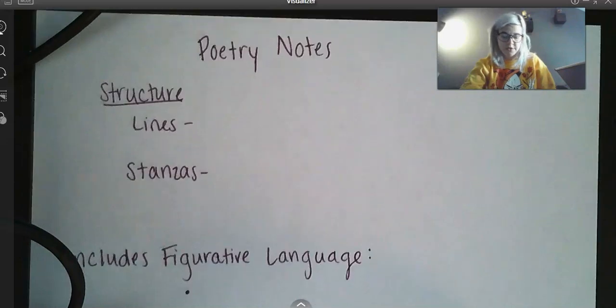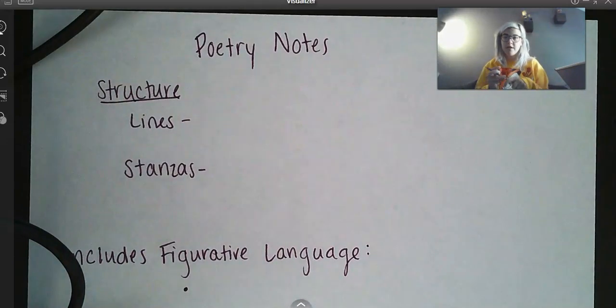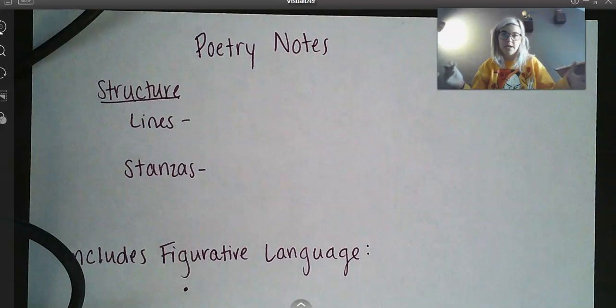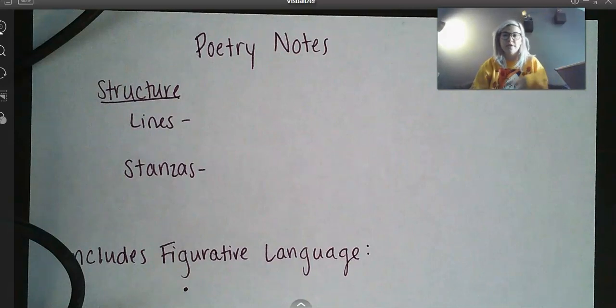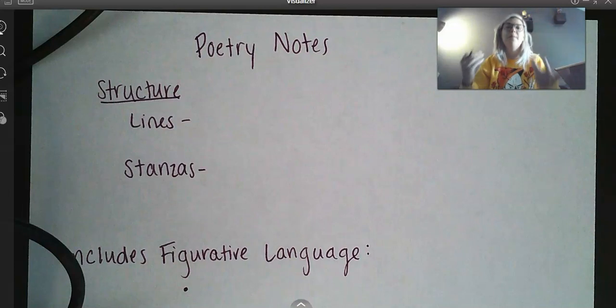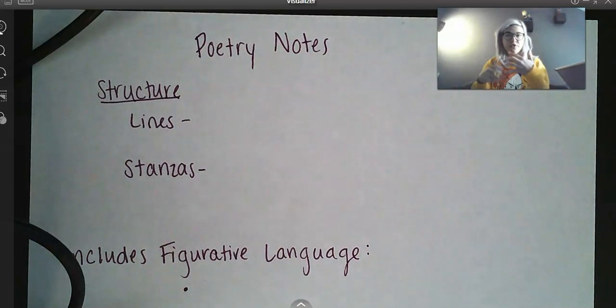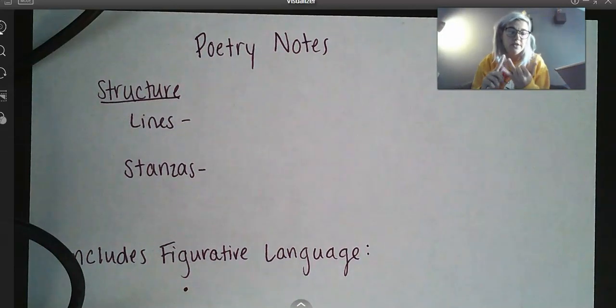Okay, so poetry. First off, poems are a type of writing that have a different structure than what we call prose. Fiction, nonfiction, those types of things, especially fiction, we call prose because you're just writing. But poetry has that different structure. So we have our lines and we have our stanzas.